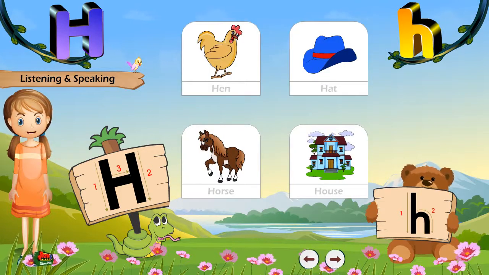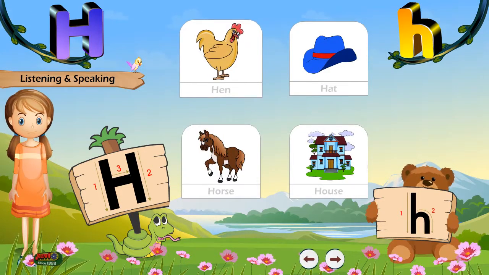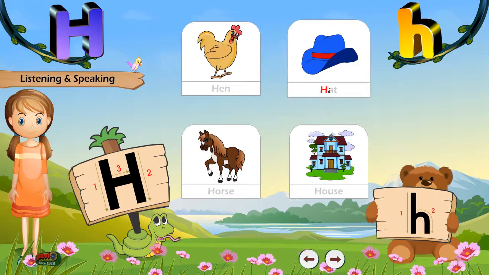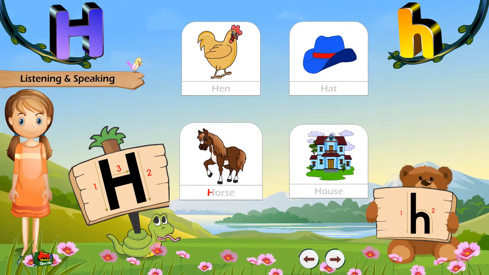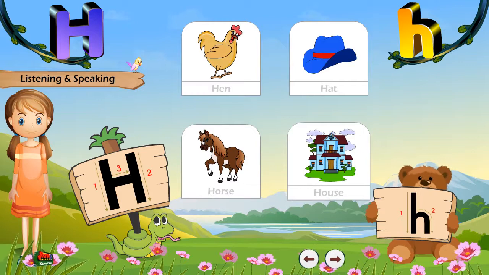Children, let's repeat again. Hen. H, E, N. Hen. Hat. H, A, T. Hat. Horse. H, O, R, S, E. Horse. House. H, O, U, S, E. House.